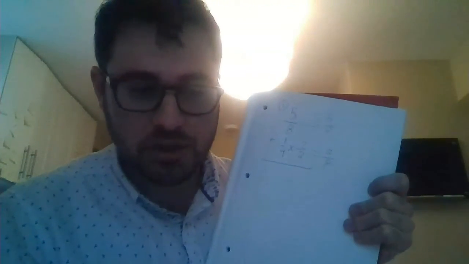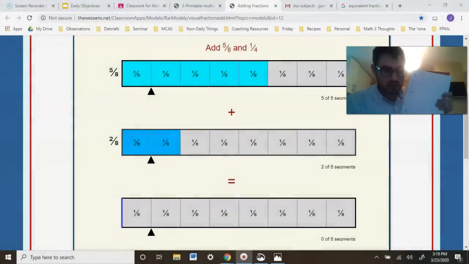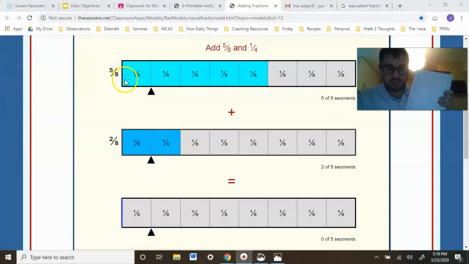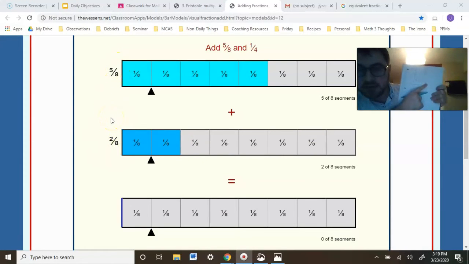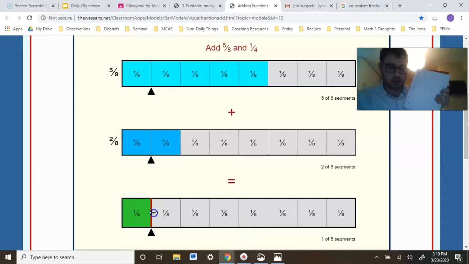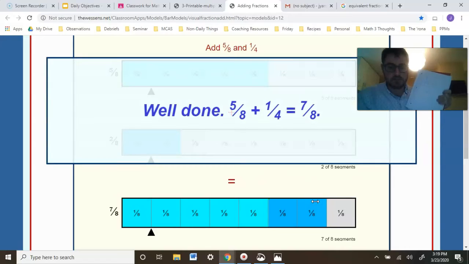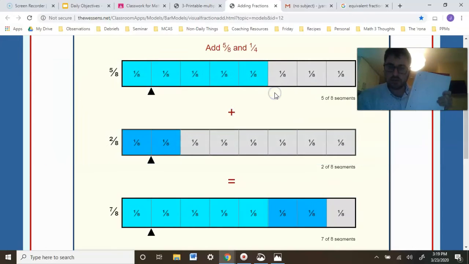Now, I just want to double check to make sure that that's right. So what I'm going to do is chop over here, 5/8, 2/8. Look at that. Same exact thing as we saw up here. That means our total, 5 plus 2, is 7/8. I go over here, move this all the way over, make sure it represents 7. Well done, 7/8. Great.